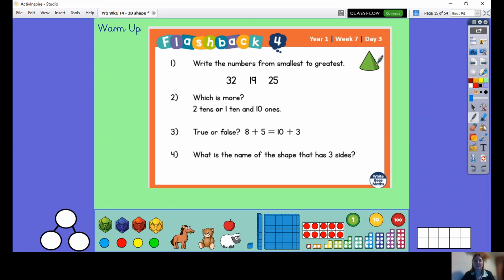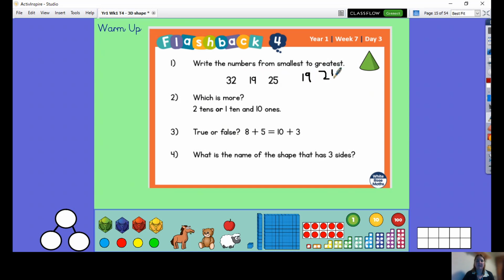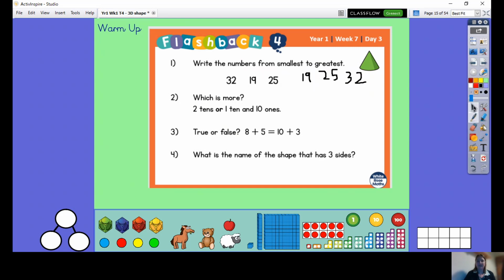Right, so our bonus question up here, what's this? This is a cone. Well done if you got that. Write the numbers from the smallest to the greatest. So if we look there, it should be 19, 25, and then we've got 32. Brilliant.